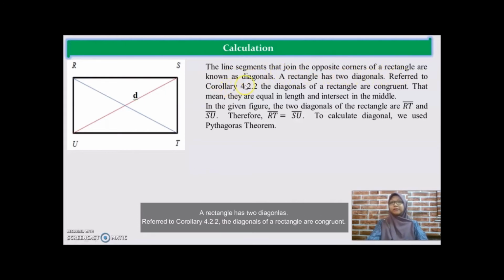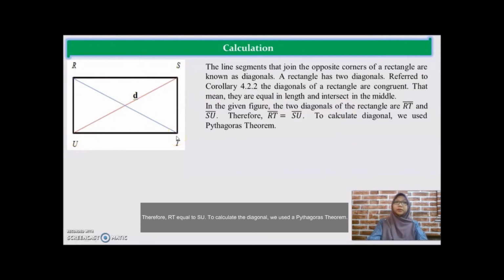Refer to corollary 4.2.2: the diagonals of a rectangle are congruent. That means they are equal in length and intersect in the middle. In the given figure, the two diagonals of the rectangle are RP and SU. The red line is SU and the blue line is RP. Therefore, RP equals SU.